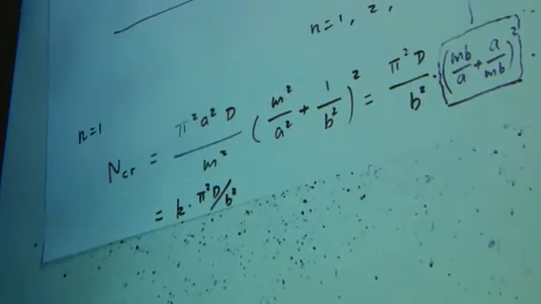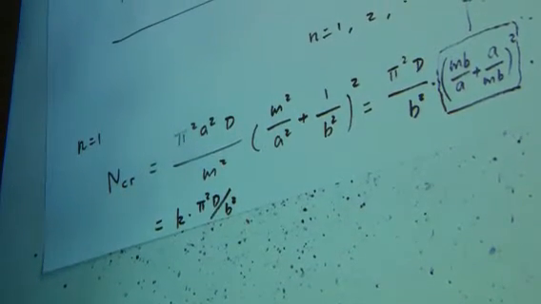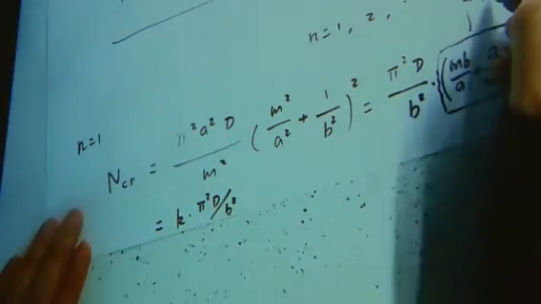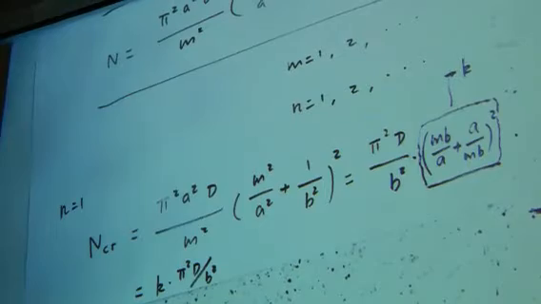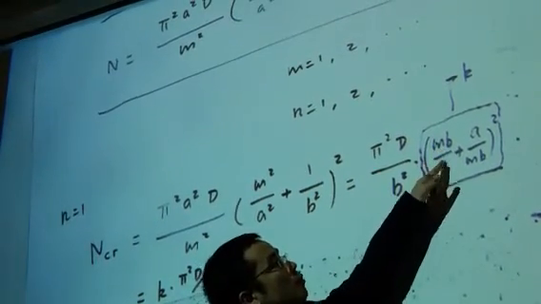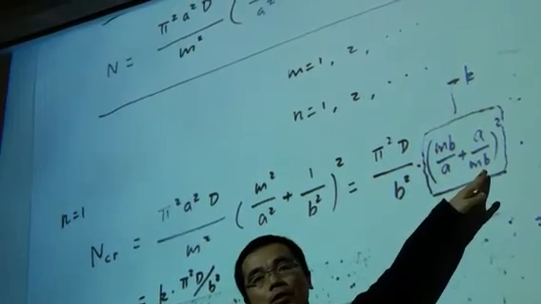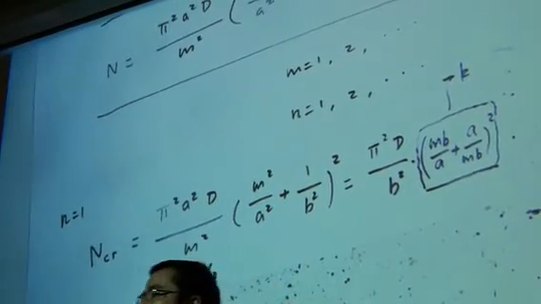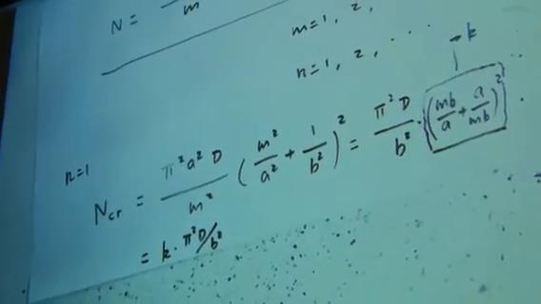There's a name for this k. K is the buckling coefficient of the plate. Okay? This k is the buckling coefficient of the plate. Why is it so-called buckling coefficient of the plate? Look at the two terms. It's a ratio between a and b. That means this buckling coefficient is a function of the ratio between the width and height of that plate.